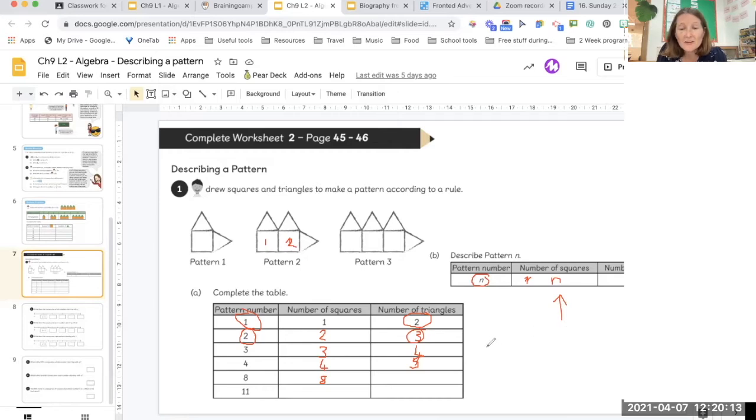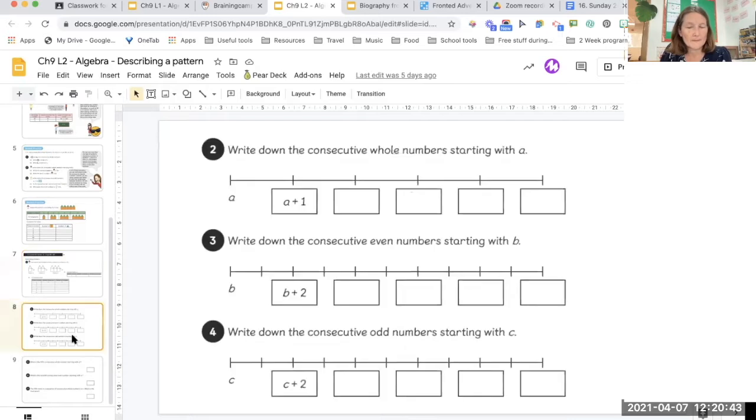So if it was pattern number 32, how many squares will that pattern have? 32, because it has n. And the triangles will be 33, because it's n plus 1. So we could figure this out for any number of patterns without having to draw them all, because we have the rule and we've used algebra to write it down. This is fun.